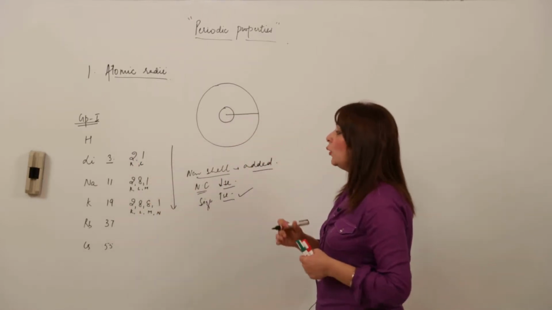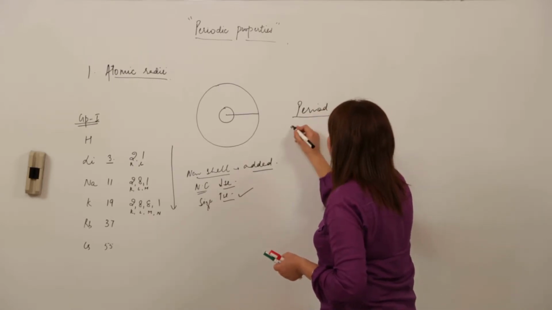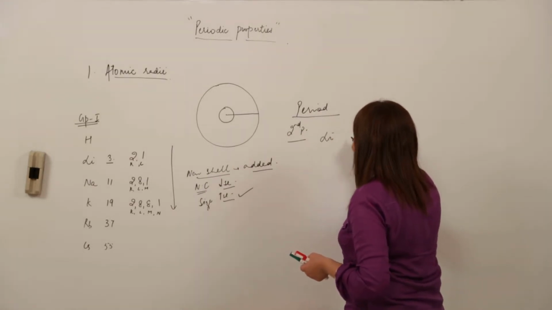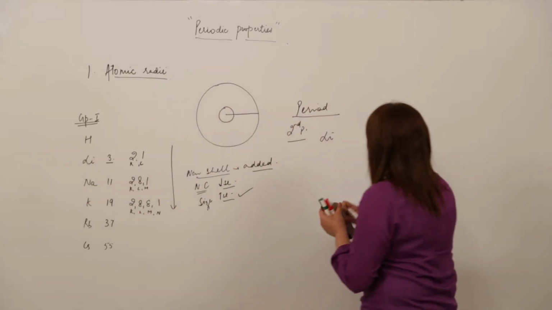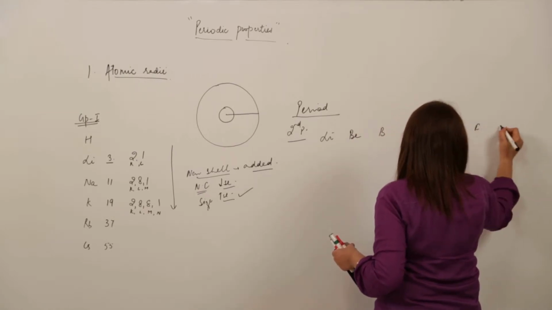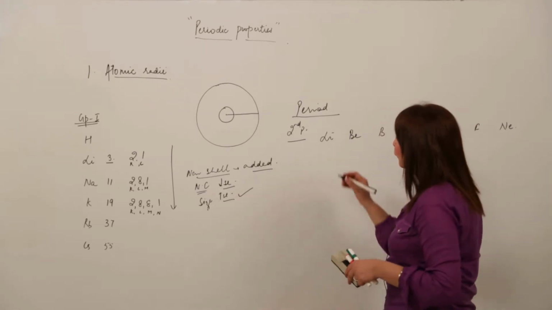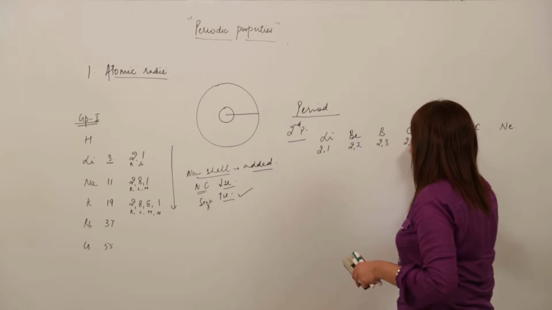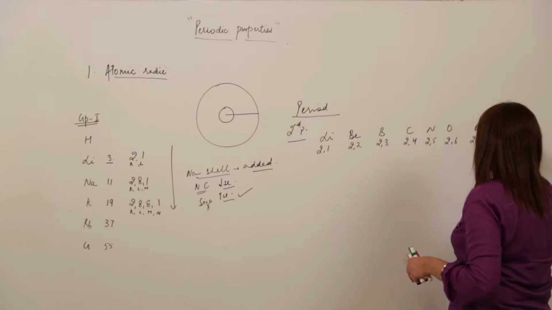But now we are considering a period. So let us take an example of the second period. The second period consists of lithium, beryllium, boron, carbon, nitrogen, oxygen, fluorine and neon. So I am writing the electronic configuration for them. It is 2,1, it is 2,2, it is 2,3, it is 2,4, it is 2,5, it is 2,6, it is 2,7 and it is 2,8.